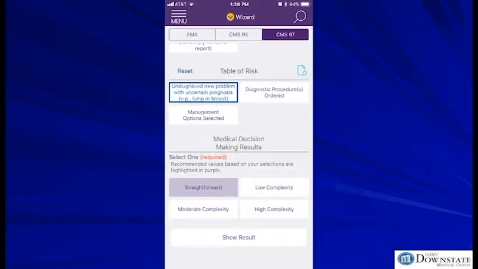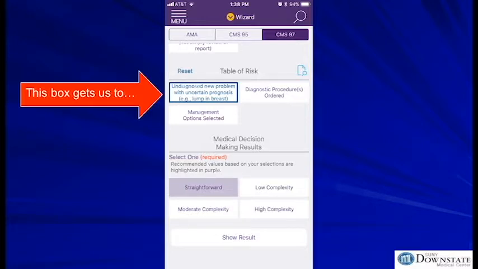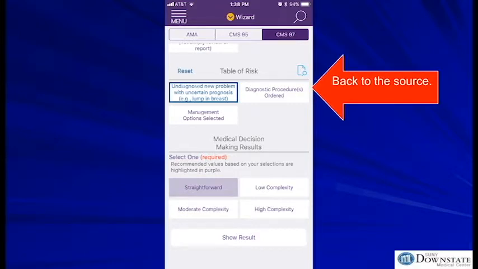And right now we're at what is called straightforward decision-making, not moderate complexity. Arguably, we have a level 4 documentation based on history and physical. But you think, can we actually get this up to a moderate complexity right now, which is 2 jumps? Well, go back in here. We found what we had so far. And now let's look at diagnostic procedures ordered.